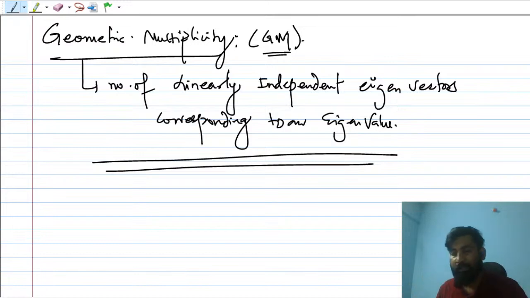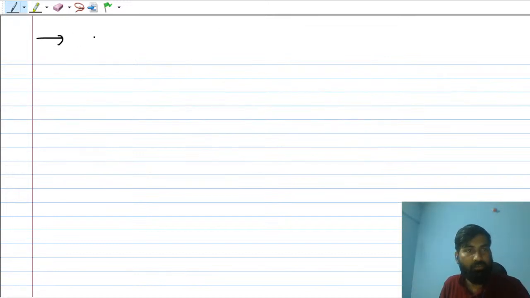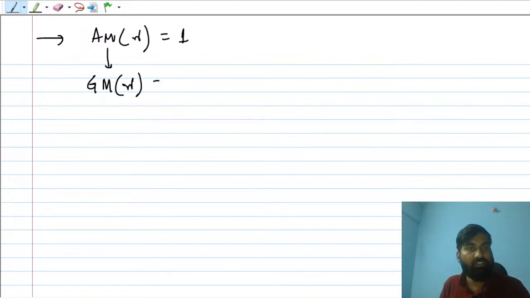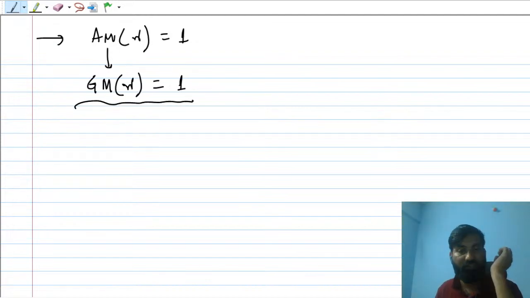Suppose the algebraic multiplicity of an eigenvalue is 1, then the corresponding GM will also be 1. Keep in mind this very important concept: if algebraic multiplicity is 1, then the corresponding geometric multiplicity will always be 1.